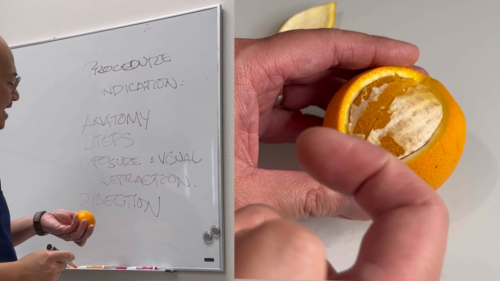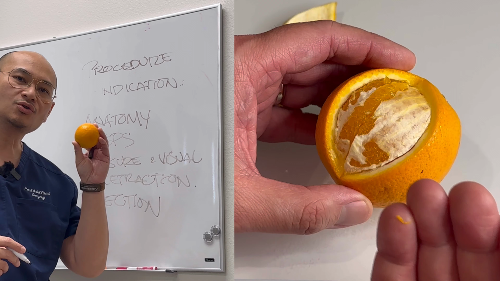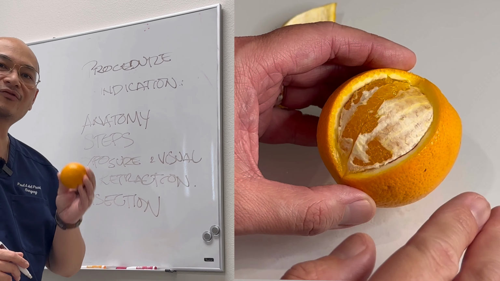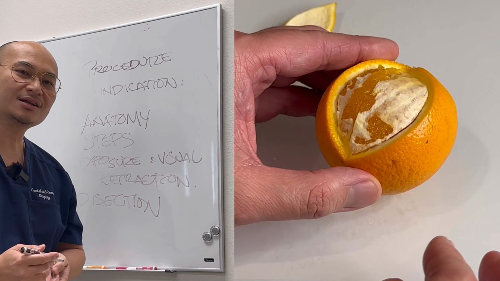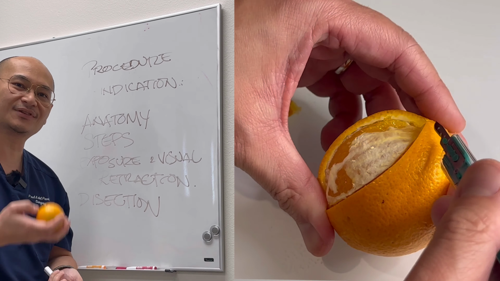And those are the key aspects, and that's why I have an orange here, is actually to help you understand tissue planes, which separates one layer from another. We just don't cut into people or their organs. We actually separate them safely. Let's take a look.